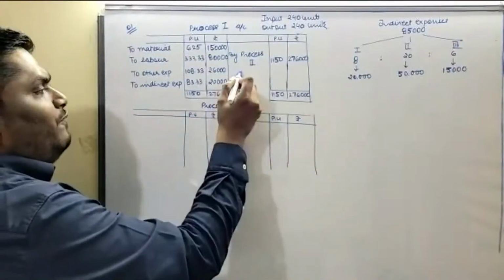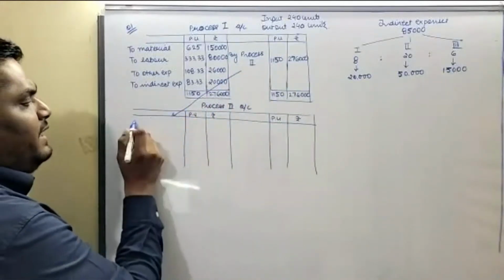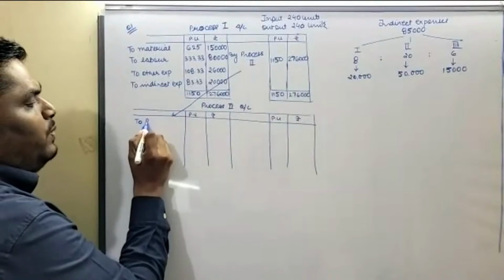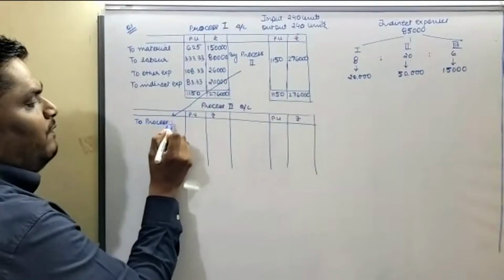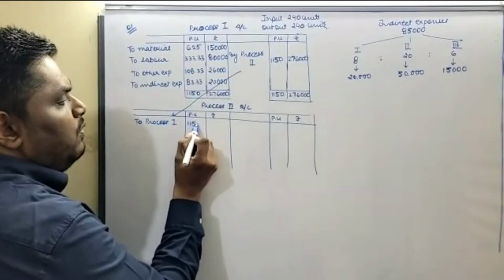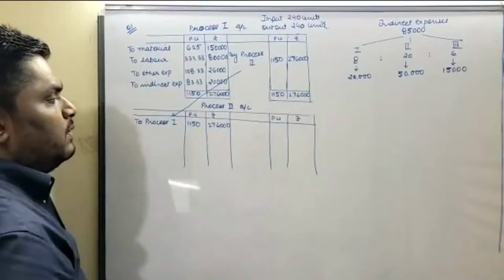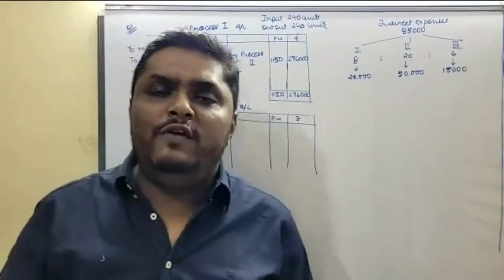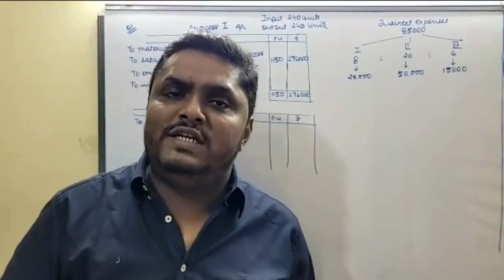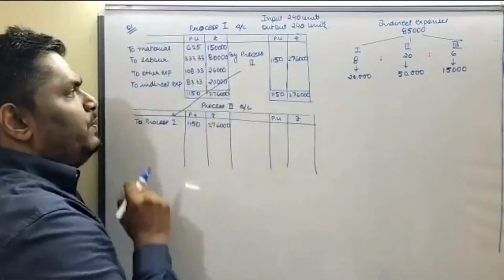Now the output of process first is transferred to the next process, that is process second. So we'll write to process first, and that is 1150 and 2,76,000. The first point we will write in process second will be the input that is received from process first.